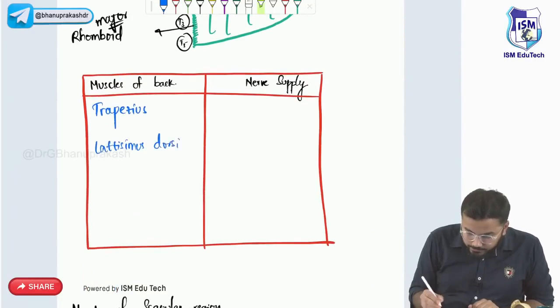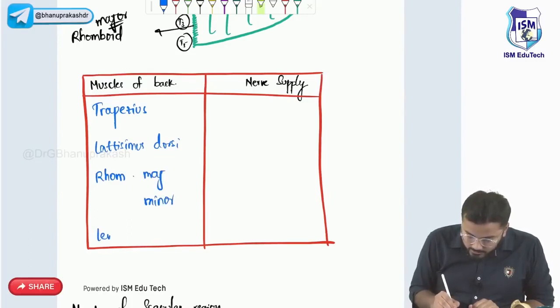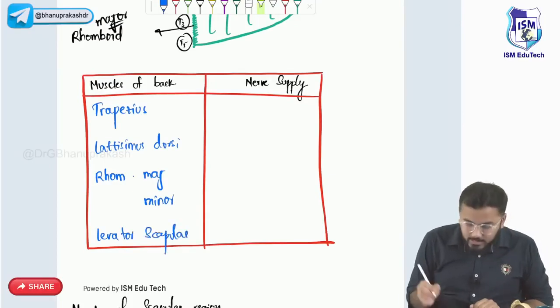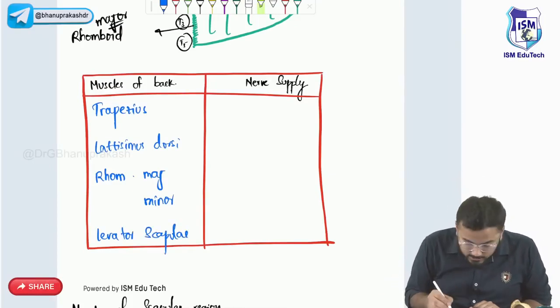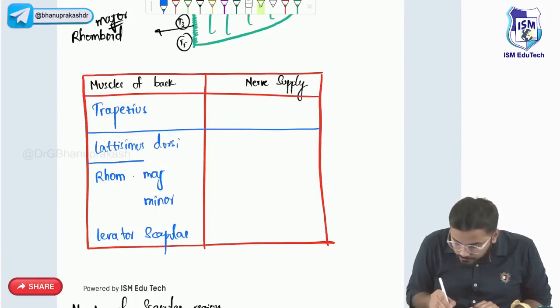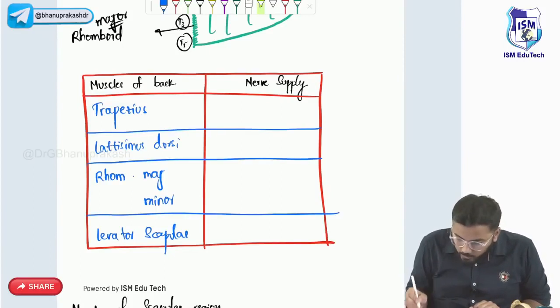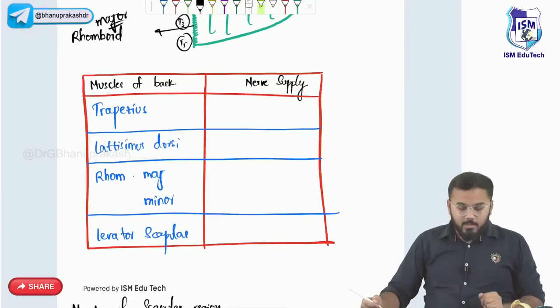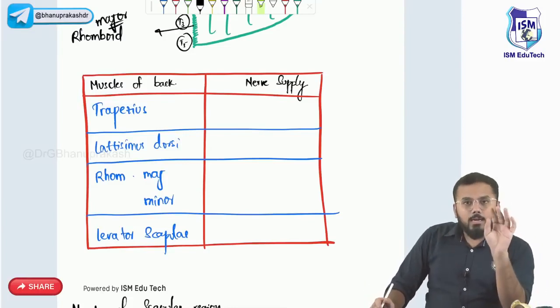Latissimus dorsi, rhomboid major, rhomboid minor, as well as levator scapulae. So these are the muscles. Okay, you are clear, Siddharth? Siddharth, you are clear with this? With the doubt which you had? Right. What are the muscles?